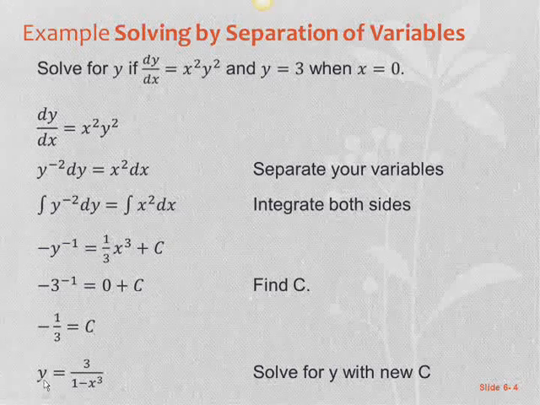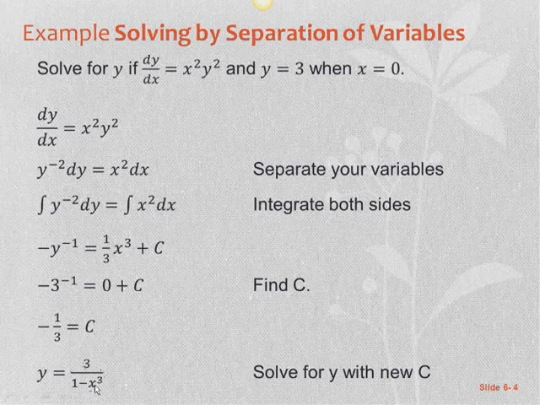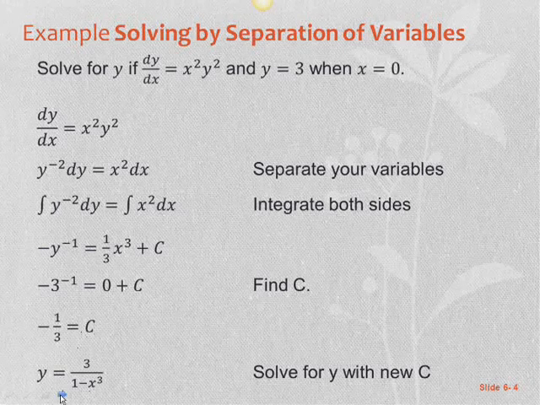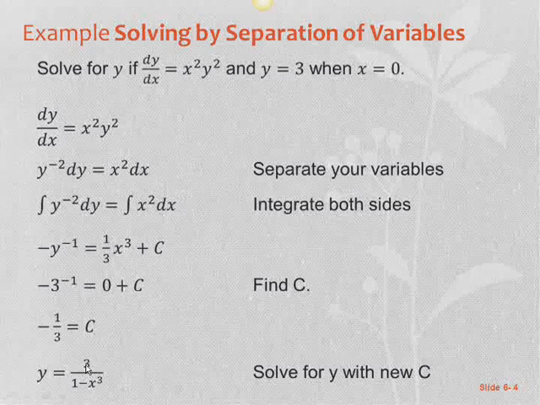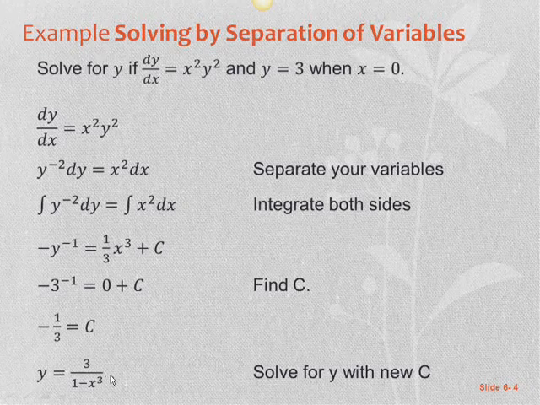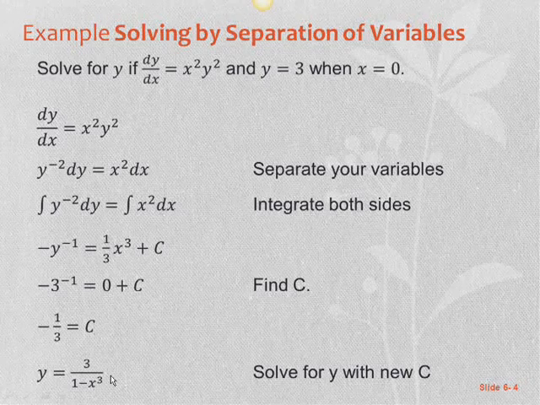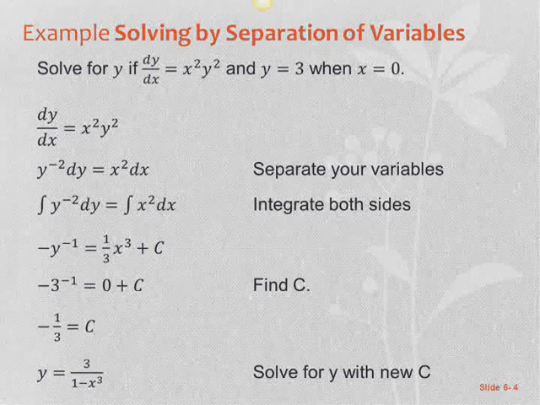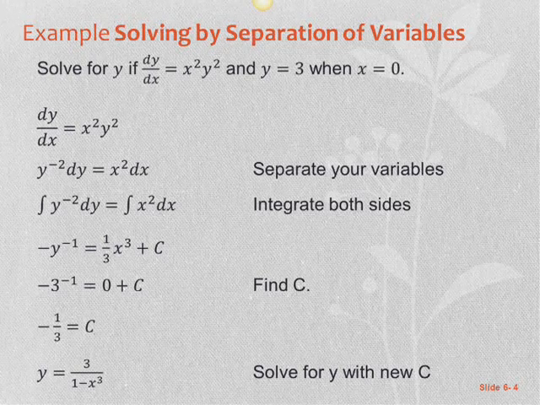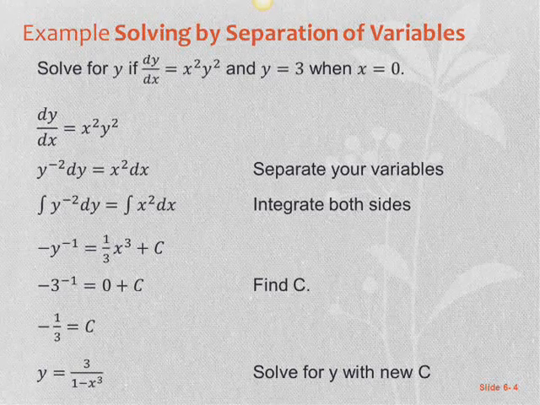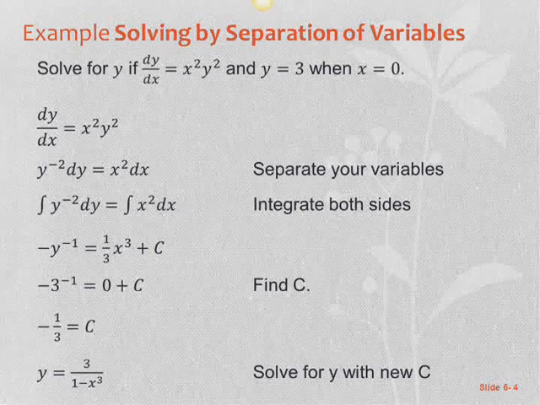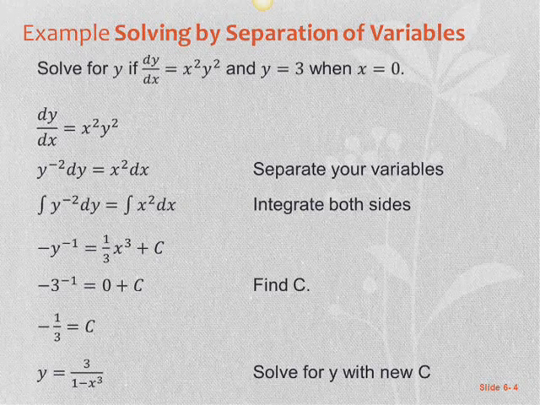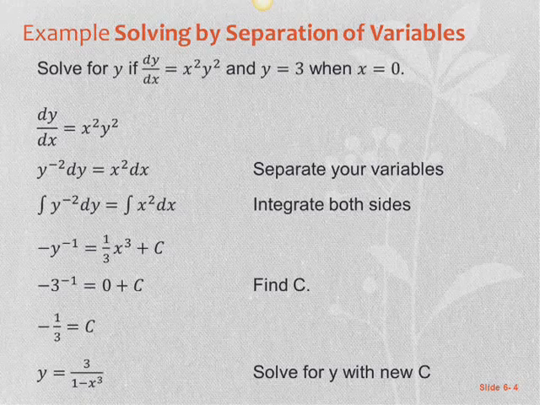Final answer, when I manipulate it a little bit and put all those values back in, and then I solve for y, I will have y equals 3 over 1 minus x to the third when I solve it for y with my new c value. Okay, that is your process every time. Get all of your x's and dx's on one side, your y's and dy's on the other, and then integrate everything, and then solve for c.